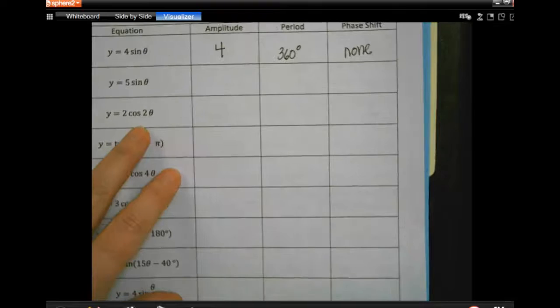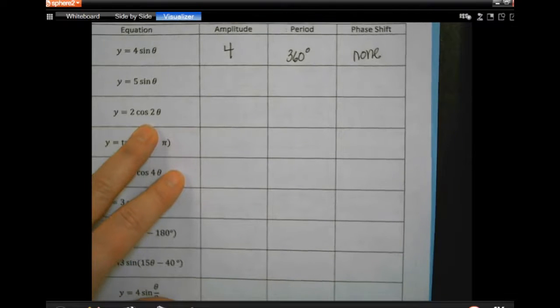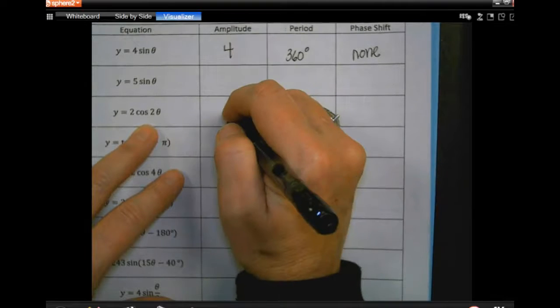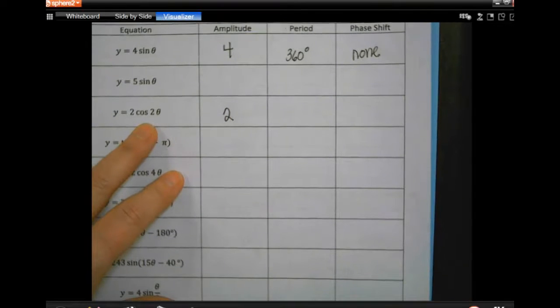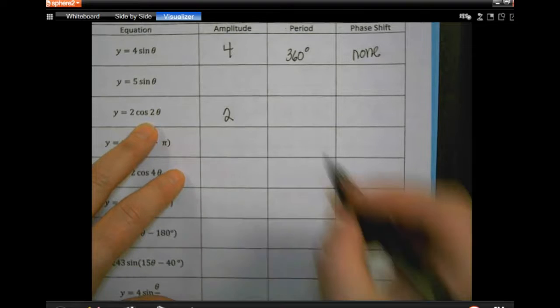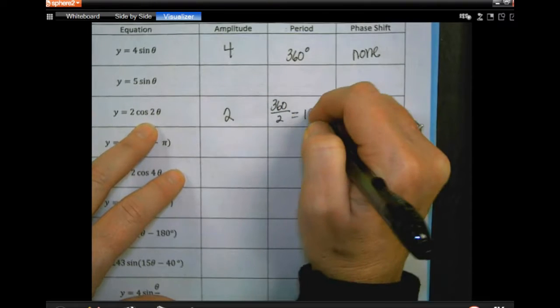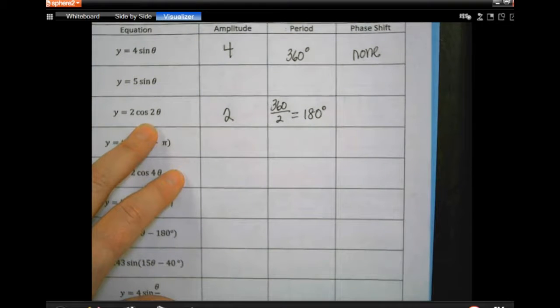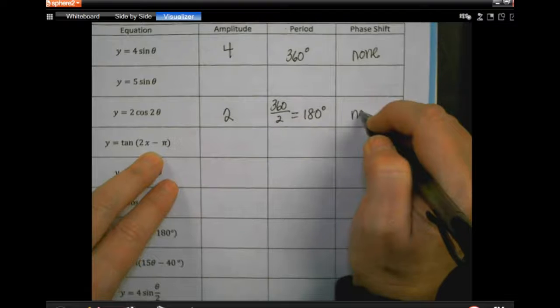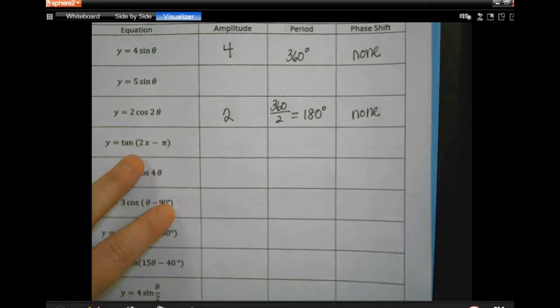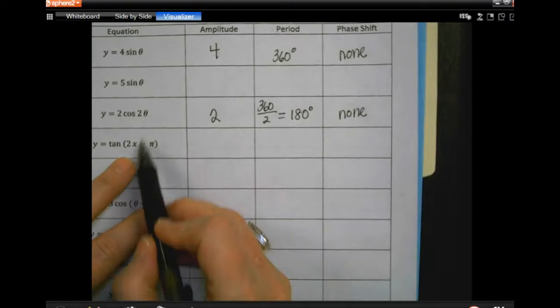Okay, so skip 1, go to y equals 2 cosine 2 theta. First of all, the amplitude is 2. The period is in degrees or radians? Degrees. So it's 360, and what's the number in front of it? 2. So my period is 180. Do I have a phase shift? If there's a plus or minus.